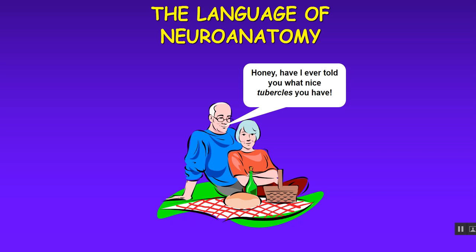Now we're going to talk a little bit about the language of neuroanatomy, because if you know a few key things, it can help you when you're trying to put together terms. When you're reading about a certain part or region, you can kind of infer what a term means. If you hear the term tubercle, it's a bump. A tubercle is a bump on the surface of a nervous system structure.